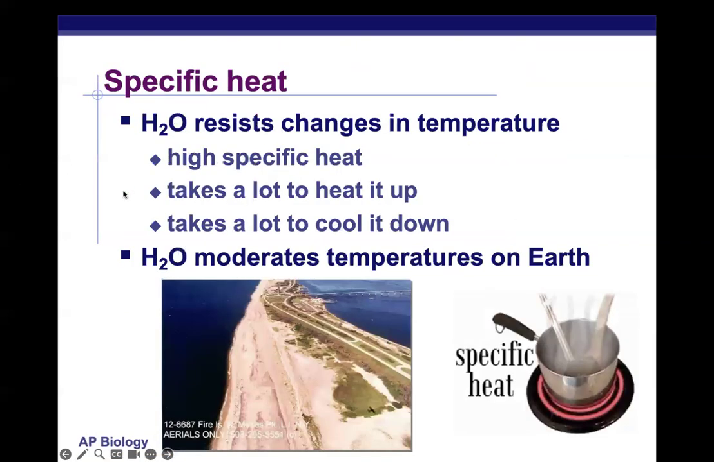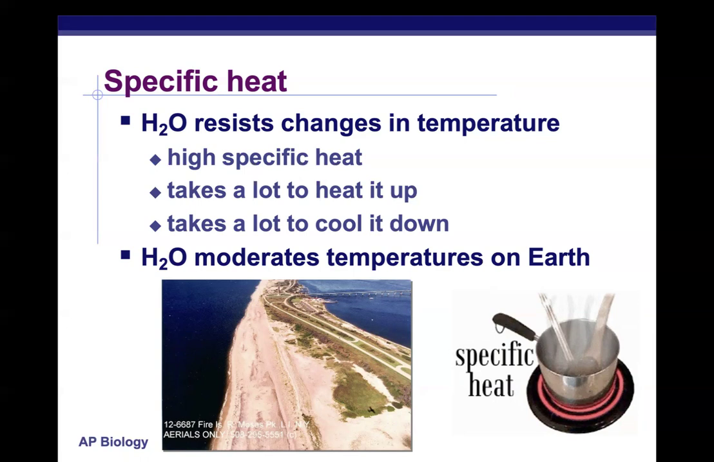Water also has a high specific heat. What that means is water can absorb a lot of energy before its temperature changes. So it takes a lot of thermal energy being put into water for its temperature to change. So it resists changes in its temperature. It can take up a lot of heat before it heats up, and it takes a long time for it to cool down.